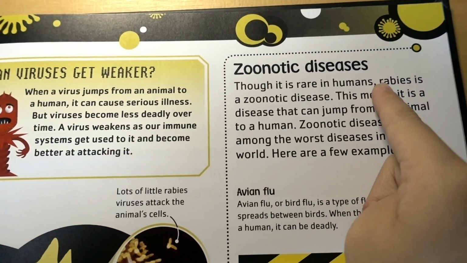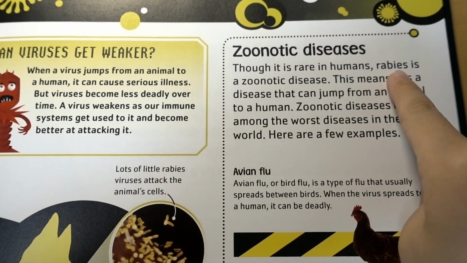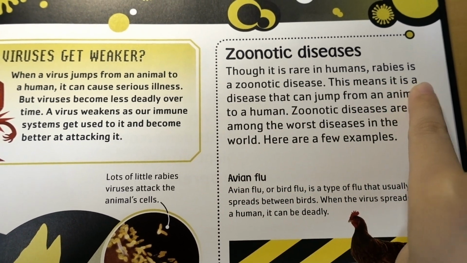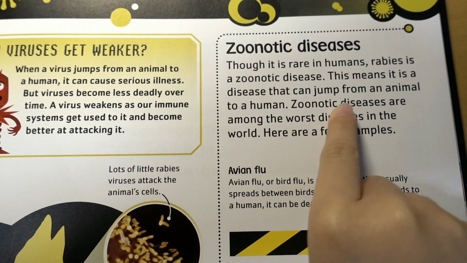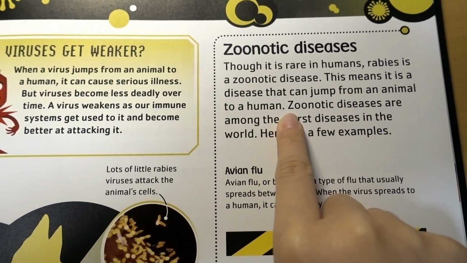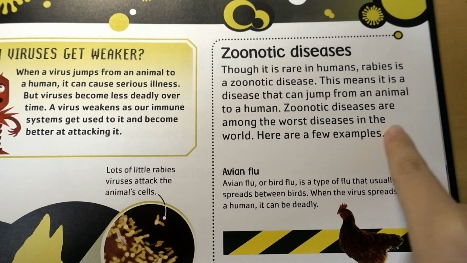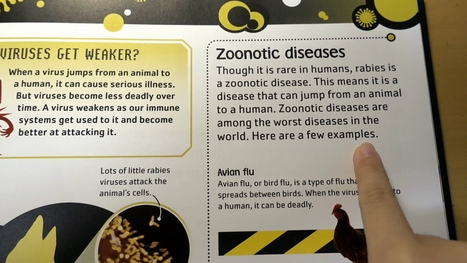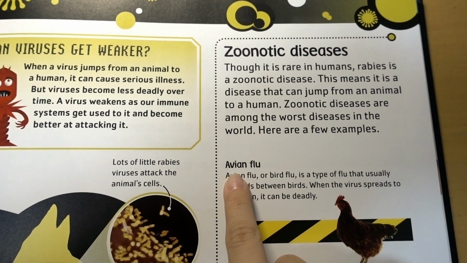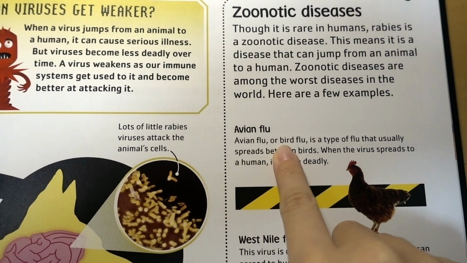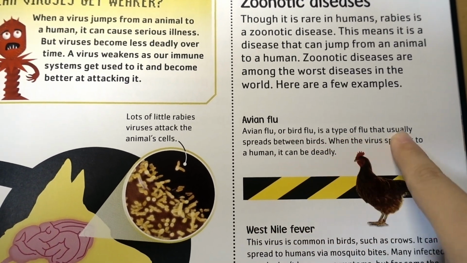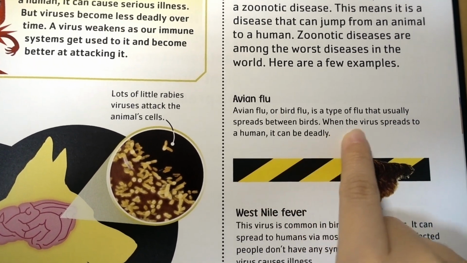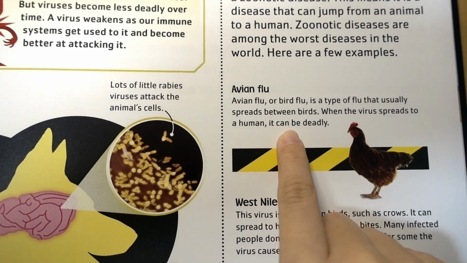Zoonotic diseases. Though it is rare in humans, rabies is a zoonotic disease. This means it is a disease that can jump from an animal to a human. Zoonotic diseases are among the worst diseases in the world. Here are a few examples. Avian flu. Avian flu or bird flu is a type of flu that usually spreads between birds. When the virus spreads to a human, it can be deadly.